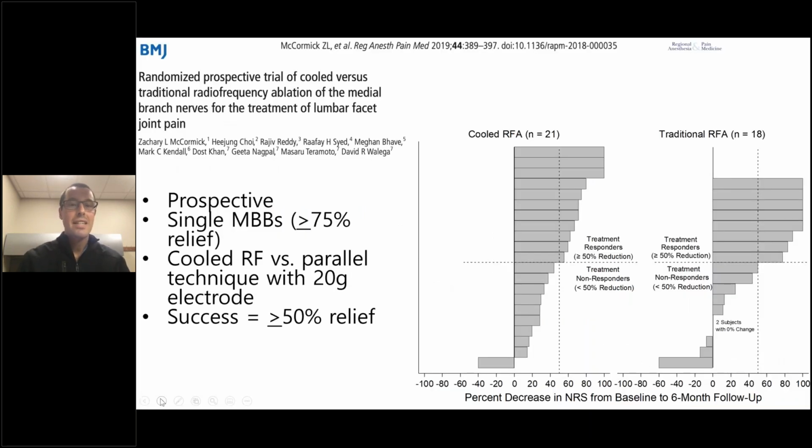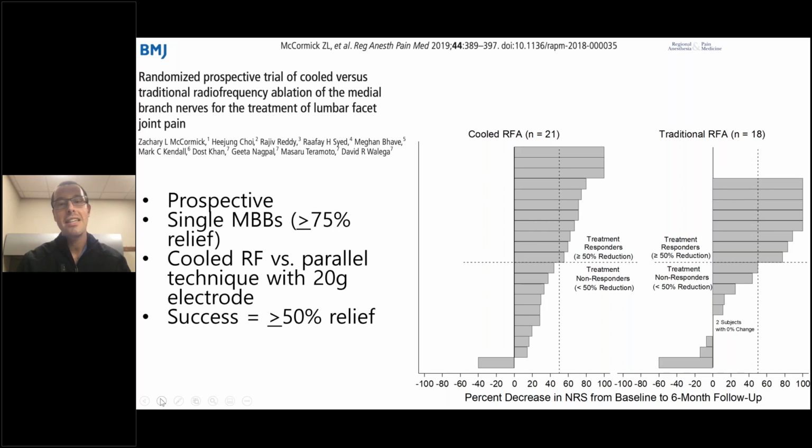This next slide is showing a bit of a step down in selection and technique. This is an old RCT that we did from Northwestern. We only used a single branch block. So these were tightly selected patients in that we excluded high BMI, there were no fusions, there was no scoliosis, generally a population that's more likely to respond to radiofrequency neurotomy, but they were only selected by single medial branch blocks. And then in one group, they received cooled RF with a 4mm active tip. The other was a 20 gauge electrode, single lesion.